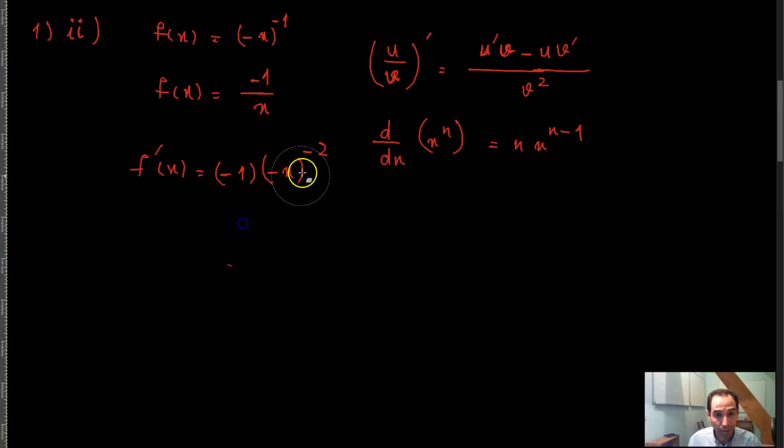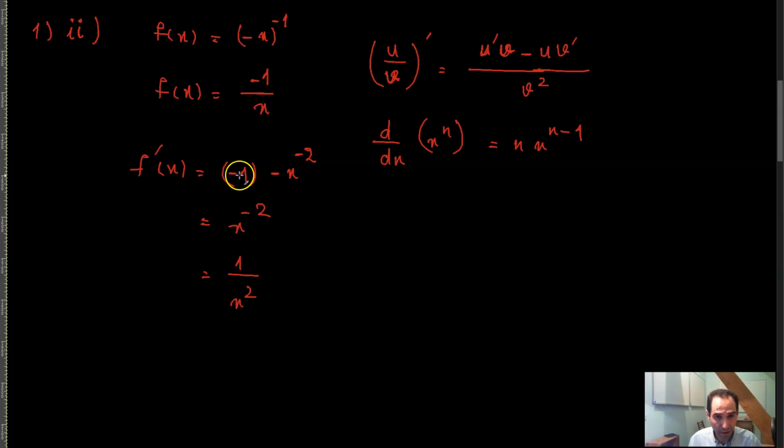Actually, this is not right. So you would write this as negative one times negative x is equal to x, and then that would become x raised to the power negative 2. So that would be one over x raised to the power 2. Or in other words, you have negative 1 times negative x raised to the power negative 2, right? And then that would be positive x raised to the power negative 2, which is equal to 1 over x squared, right? So you can use this one.